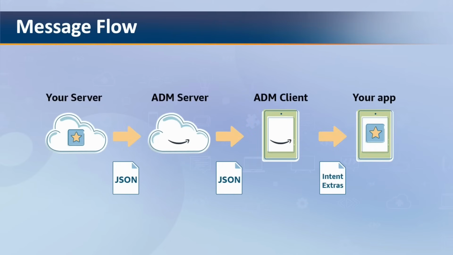There are four components involved in sending a message with ADM, two of which you control. Your servers, identifying themselves to ADM servers with an access token and sending messages containing JSON data to the ADM servers for delivery to your app. The ADM servers, validating your server's identity and sending the message to the ADM client on the device. The ADM client, handling your app registration process with ADM servers and receiving messages from them and passing them to your app. And last but not least, your app, registering with the ADM client to receive and handle the messages.